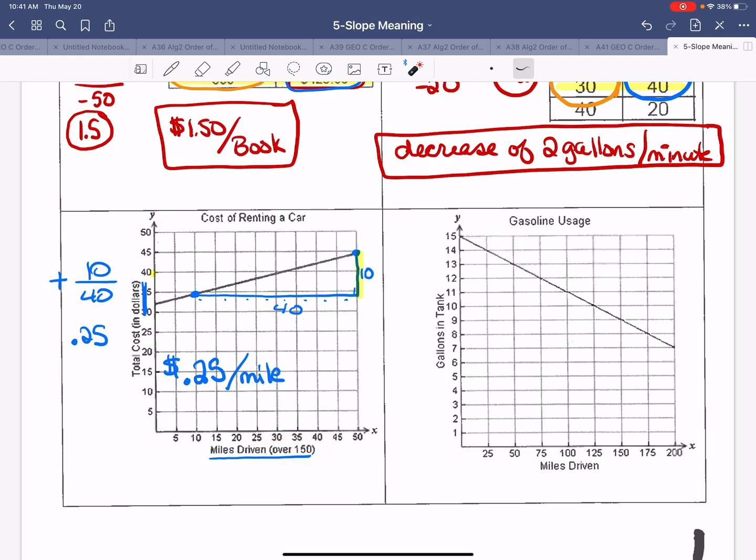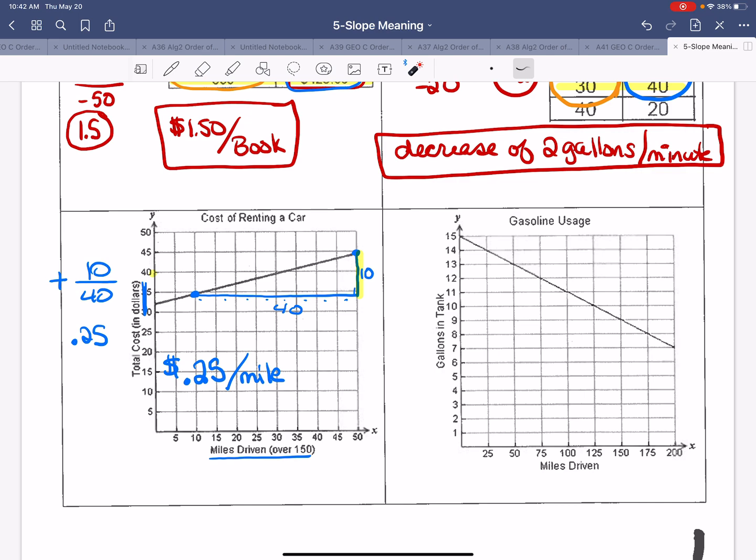Next question is about gasoline usage. One of the things I have mentioned to you a little bit in the past is to pay careful attention to your axes. I didn't really emphasize that enough on the previous graph, but let's take a look at our x-axis here. First off, what's graphed down there? Well, it's miles driven. And what are my intervals? Each one of these boxes right here is 25. 25, 25, 25, 25, 25. So pay attention to that.